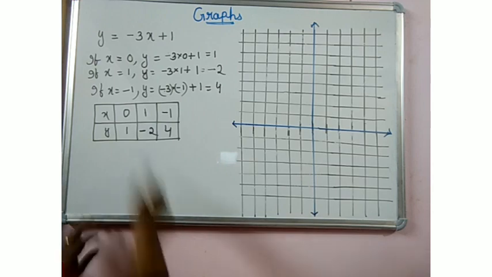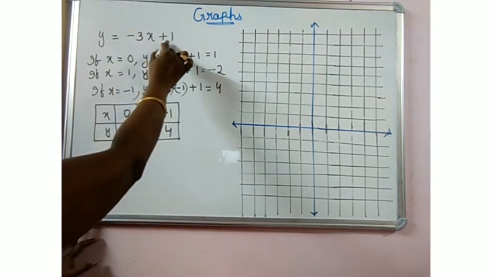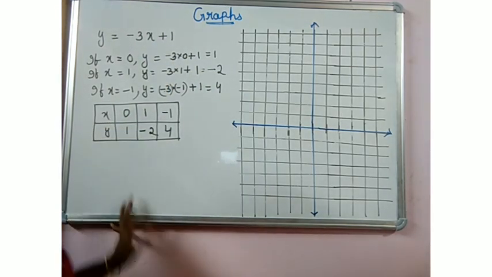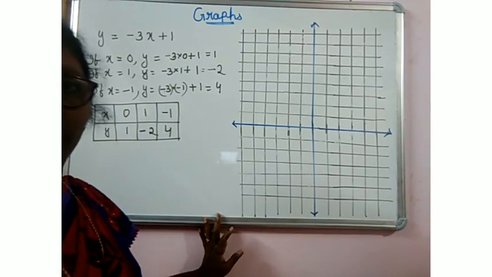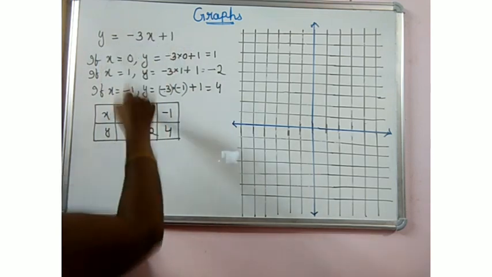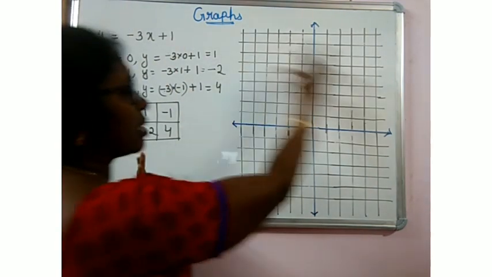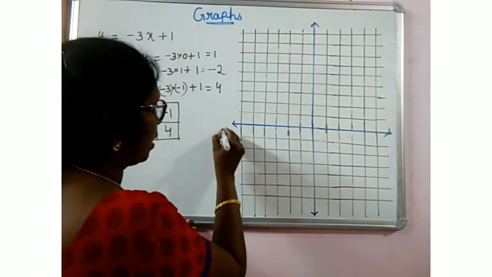Okay? So, a linear equation is given to you. In order to draw the graph of the linear equation, you have to find the values of x and y which satisfy the equation. The points which satisfy this equation, you have to take. Now, this is the graph paper I have drawn and shown you here.